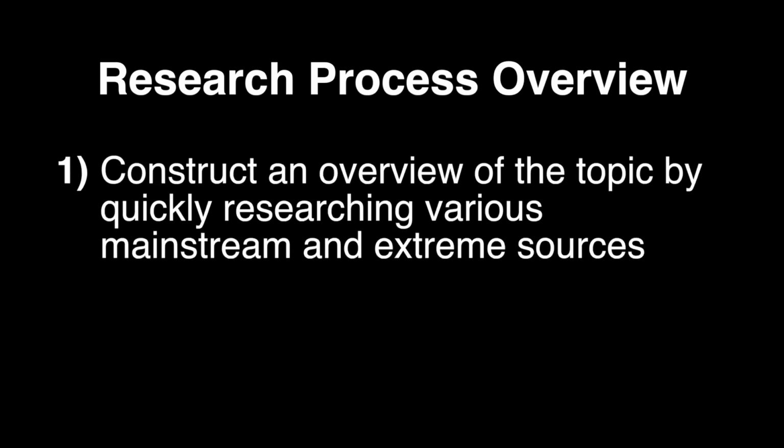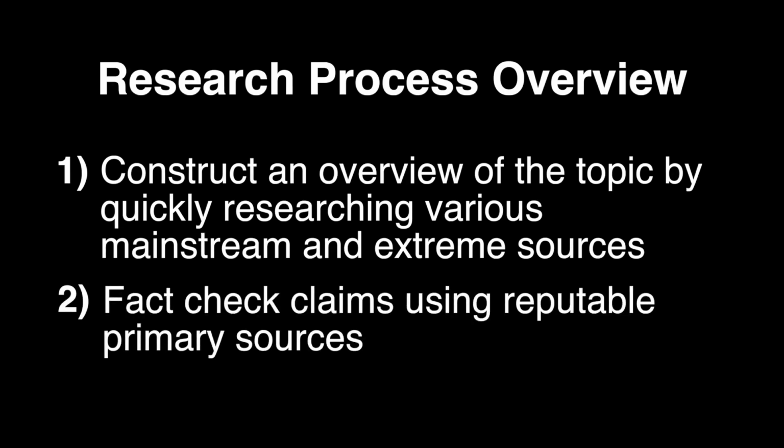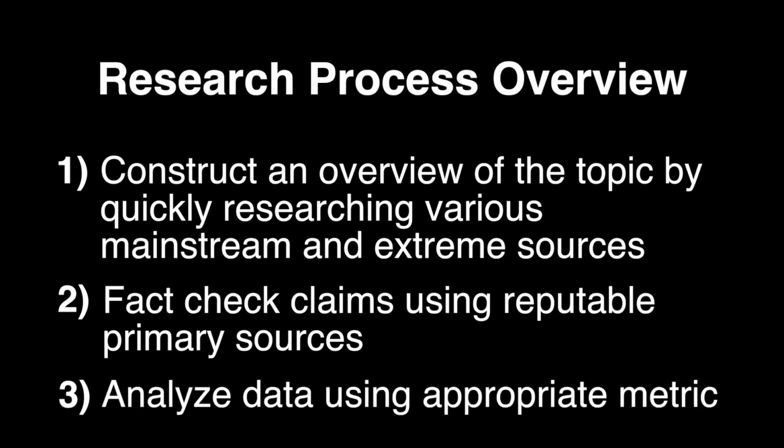Again, here's the overview for the process I use when researching a topic. 1. Construct an overview of the topic by quickly researching various mainstream and extreme sources. 2. Fact-check claims using reputable primary sources. These include things like peer-reviewed and scholarly sources, government documents and data, surveys, polls, interviews, or wherever else the claims are originally coming from. And 3. Analyze data using an appropriate metric. Use the steps in this video and you will find the process of researching to be much quicker and simpler.